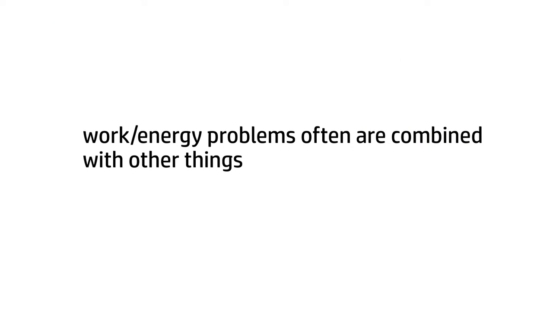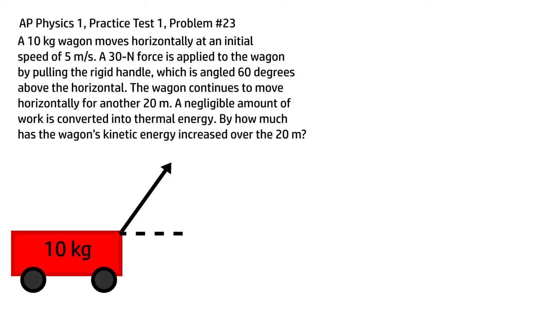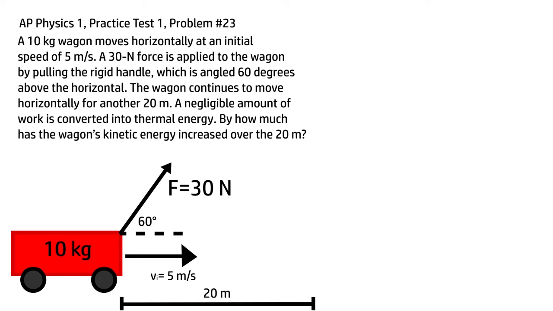Most, if not all, work or energy problems will incorporate multiple units, since the equations of energy themselves are not challenging at all. Here's an example of a work/energy problem combined with dynamics, because these are pretty common. A 10-kilogram wagon moves horizontally at an initial speed of 5 meters per second. A 30-newton force is applied to the wagon by pulling the rigid handle, which is angled 60 degrees above the horizontal. The wagon continues to move horizontally for another 20 meters. A negligible amount of work is converted into thermal energy. By how much has the wagon's kinetic energy increased over the 20 meters?